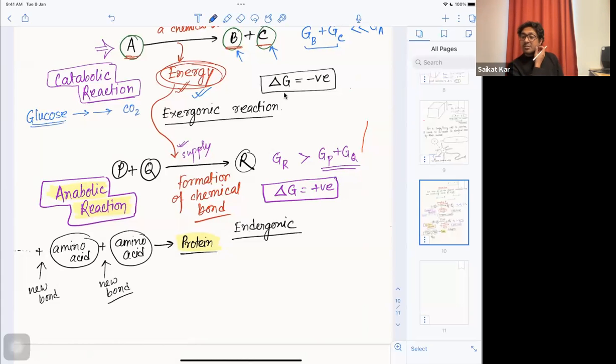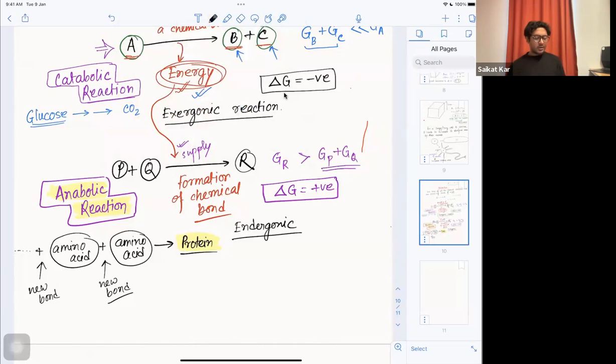Can you repeat this? Which one should I repeat? Which one to repeat? Last part means protein, amino acid protein, or glucose.